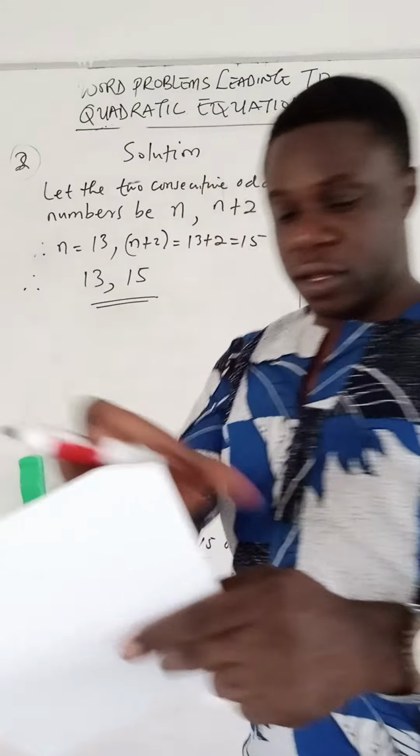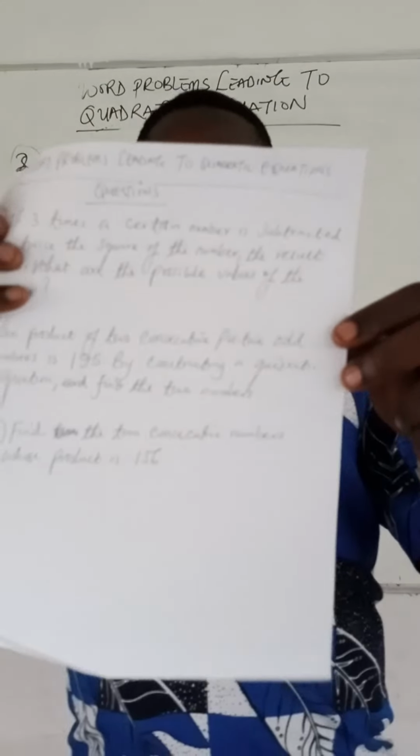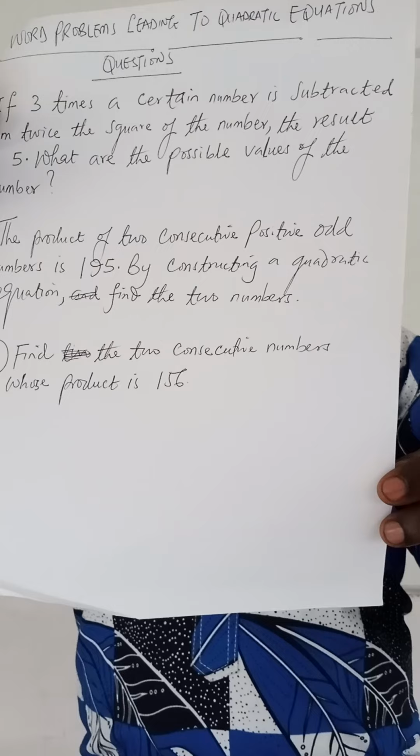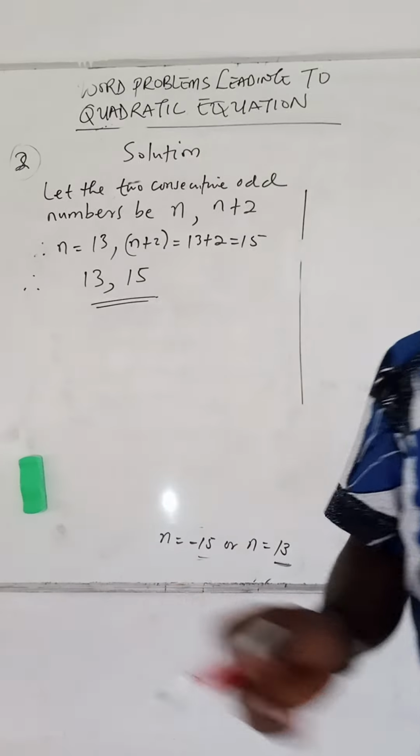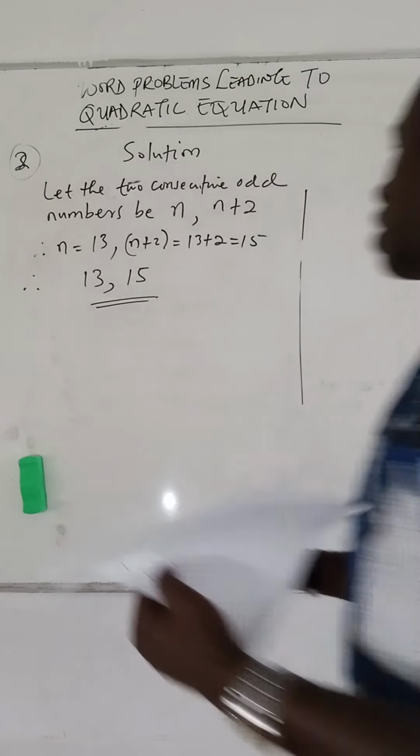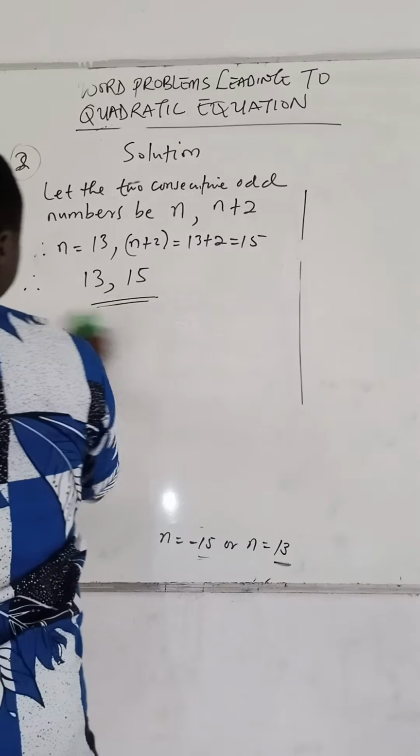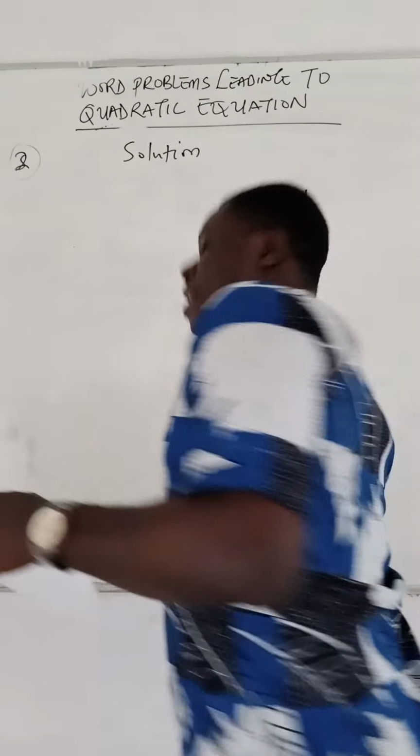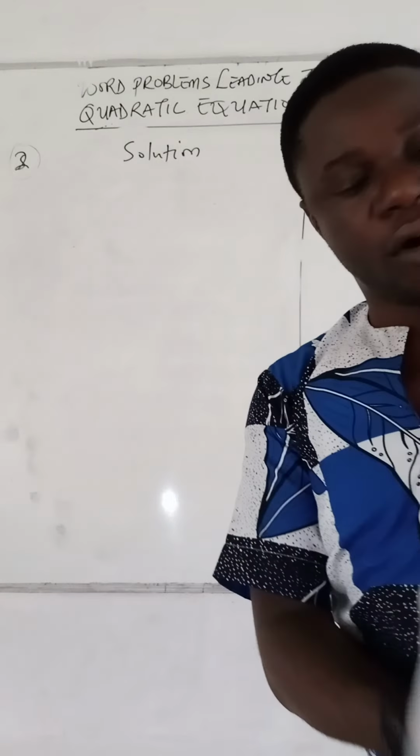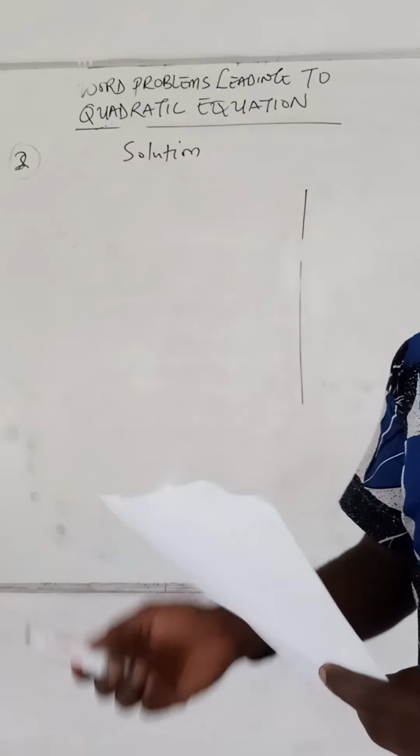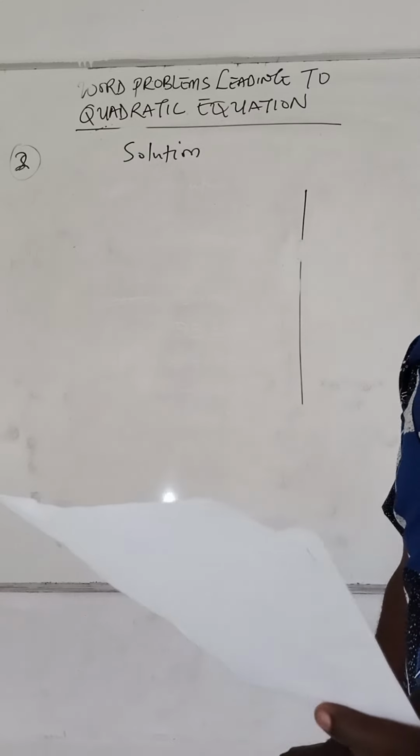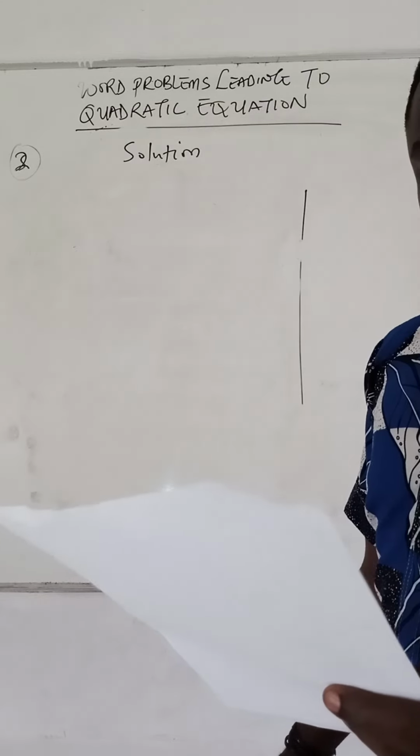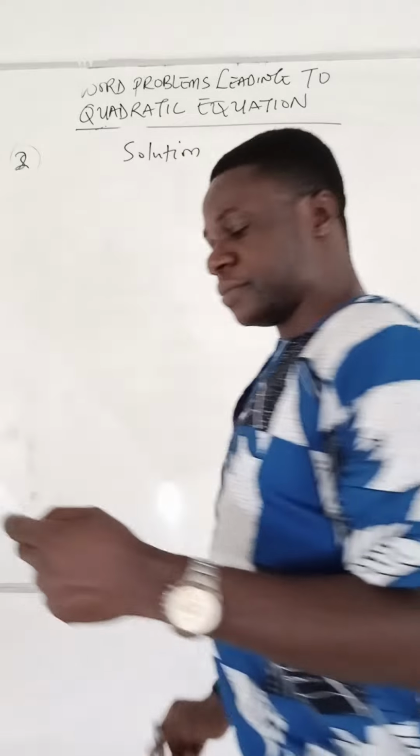Now, for the third question, which is: find the two consecutive numbers whose product is 156. Here they didn't specify whether it is odd or even. They just said find the two consecutive numbers whose product is 156.